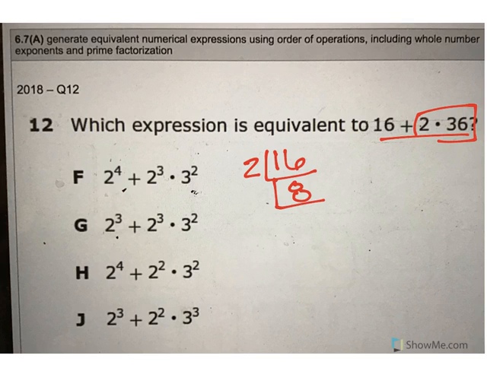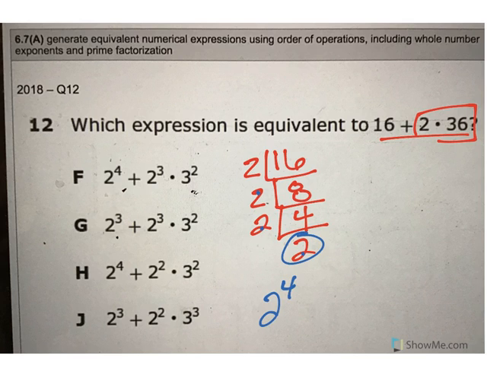Another box. The prime number that will go into 8 is 2. 8 divided by 2 is 4. Do it again. What prime number will go into 4? It's 2. And 4 divided by 2 is 2. And then when I get to the bottom, when I have a prime number, that means I'm done. So 16 would be 2 times 2 times 2 times 2, which is 2 to the 4th. So right now, I know it can't be G or J. All right, so then plus, I'm going to erase this.